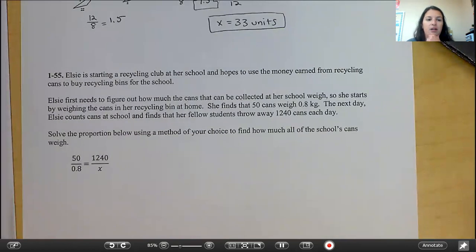Finally, problem 155. Elise is starting a recycling club at her school and hopes to use the money earned from recycling cans to buy recycling bins for the school. Elise needs to figure out how much the cans that can be collected at her school weigh. So she starts by weighing the cans in her recycling bin at home. She finds that 50 cans weigh 0.8 kilograms. The next day, Elise counts the cans at school and finds that her fellow students throw away 1,240 cans each day. Solve the proportion below by using any method of your choice to find out how much all the school's cans weigh. So go ahead and use any method that you want to solve this proportion.